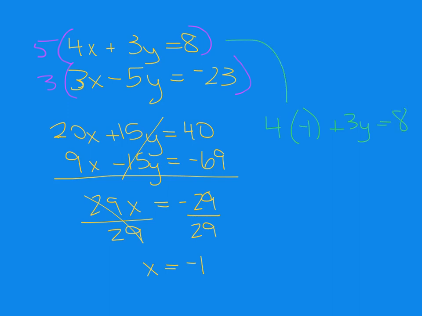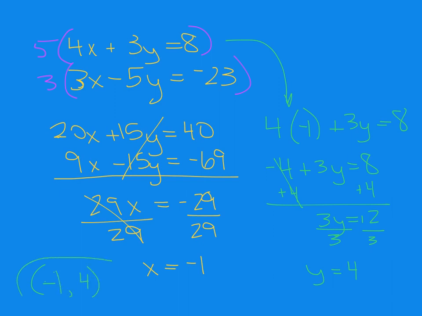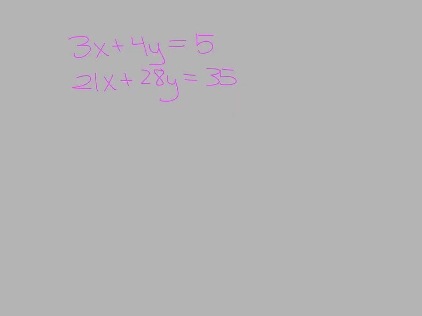So again, you can see I'm plugging it in this equation. So I get negative 4 plus 3y equals 8. To isolate the y, I'm going to add 4 to both sides. And I get 3y equals 12. Divide both sides by 3. You get y equals 4. So the final answer for this problem, we're going to write as a coordinate negative 1, because my x is negative 1, and 4 because my y was 4. That's my answer.